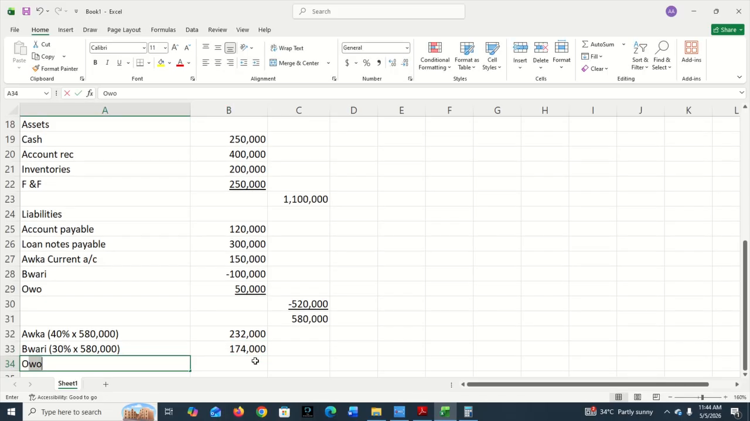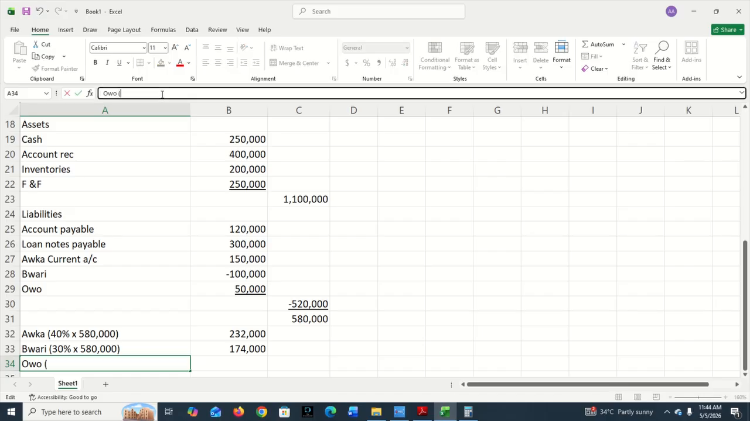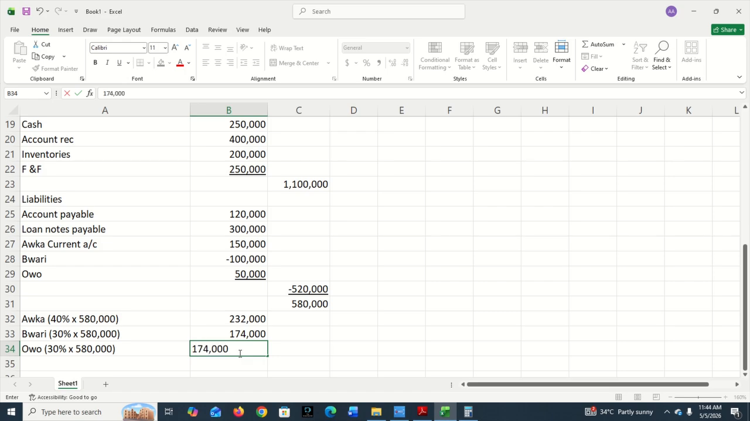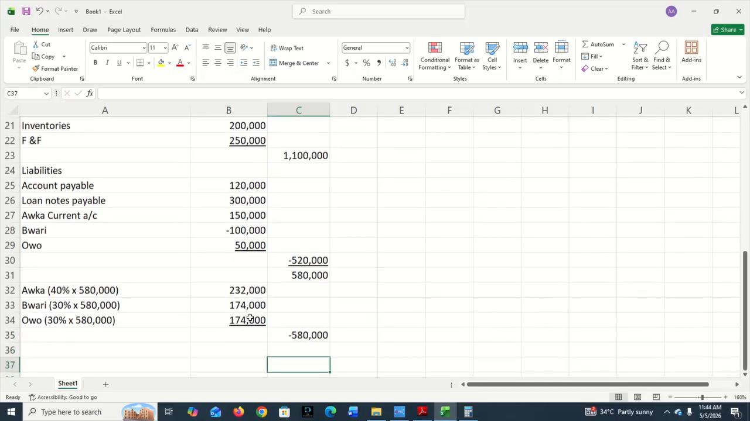Then lastly, we have Owo. Owo is 30% of 580,000. That's how we share it. 30% multiplied by 580,000 will still give me the same 174,000. So if you add the three, it still gives you 580,000. So we have minus 580,000. That's another 5 or 6 marks.